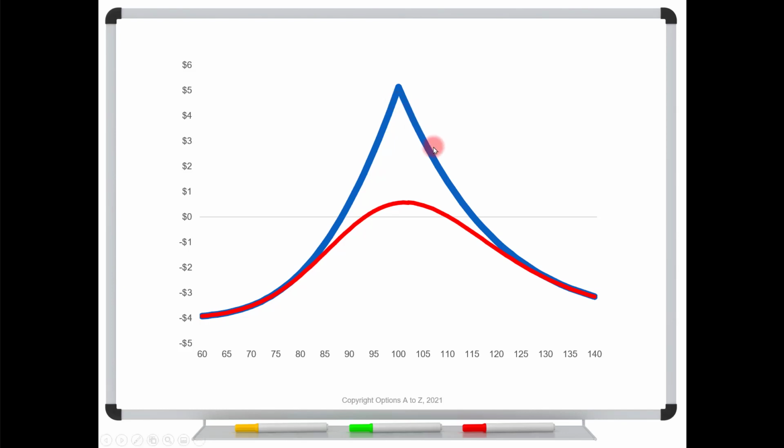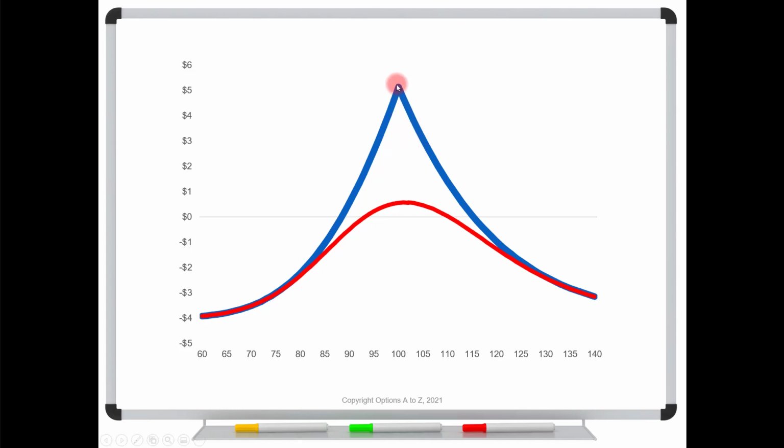However, remember, this is not what your strategy looks like all of the time. This is the mistake that traders make. When they put this strategy on, they think this is what their risk graph looks like all the time. It only looks like this up to the expiration date of that short contract.